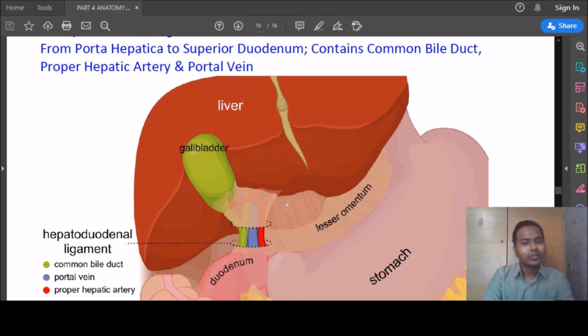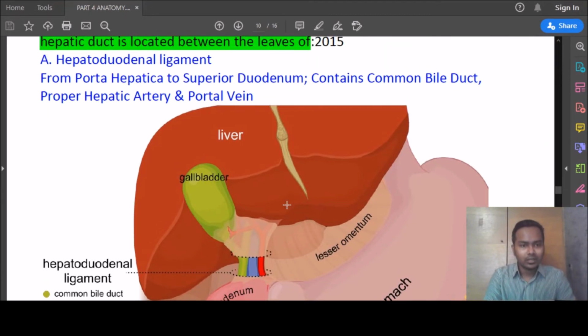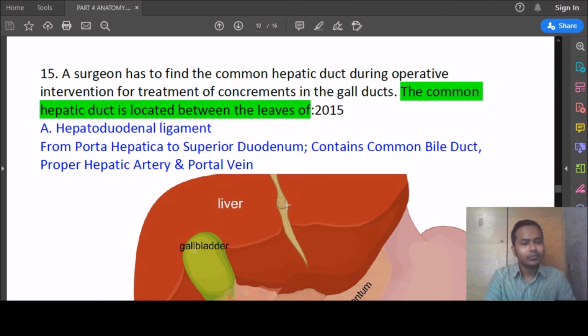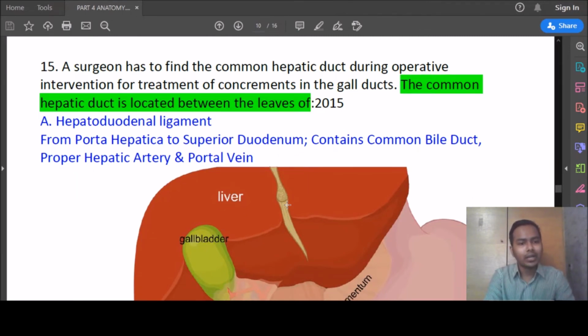In the hepatoduodenal ligament, we have the common bile duct. The common bile duct is then divided into the cystic duct and the hepatic duct. So in the hepatoduodenal ligament there is the common bile duct, portal vein, and proper hepatic artery. The common bile duct divides into the cystic duct, which goes to the gallbladder, and the hepatic duct, which goes to the liver. The hepatoduodenal ligament runs from the porta hepatica to the superior duodenum, and contains the common bile duct, proper hepatic artery, and portal vein.